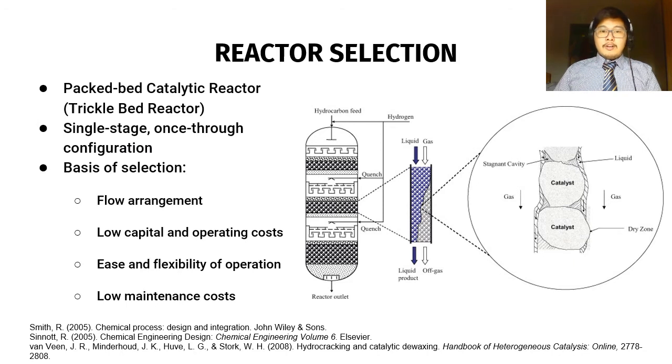For the hydrocracking reactor, we have decided to choose a packed bed catalytic reactor, more specifically a trickle bed reactor, to perform hydrocracking. It has a single-stage one-screw configuration because this particular configuration is known to be economical and can also produce Group 3 lube base oil very well.